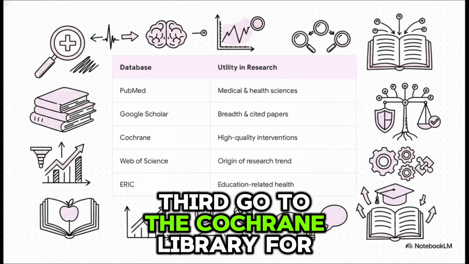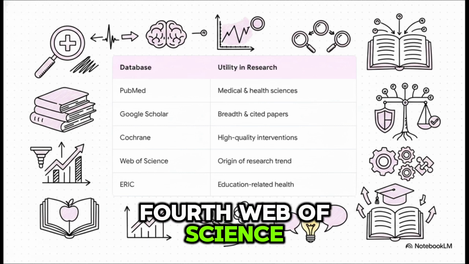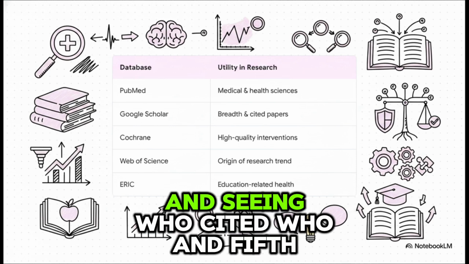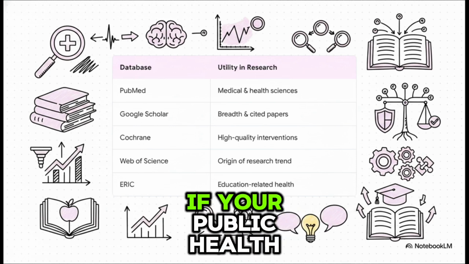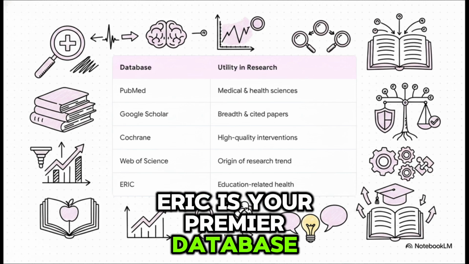Third, go to the Cochrane Library for high-quality, independent evidence on interventions. Fourth, Web of Science for tracing the origin of research trends and seeing who cited who. And fifth, if your public health research focuses on health education or community behavior, ERIC is your premier database.